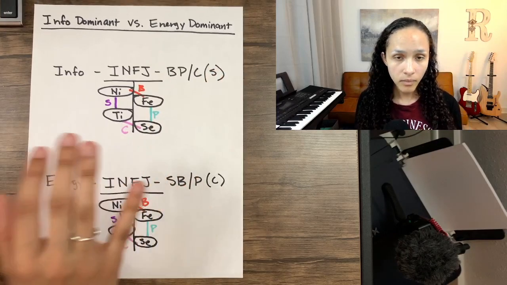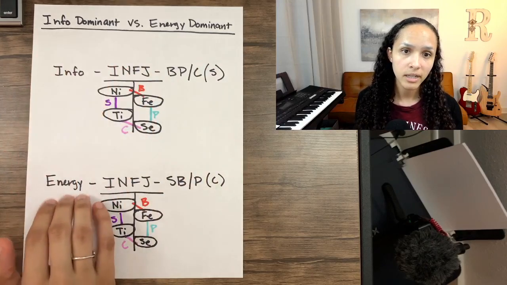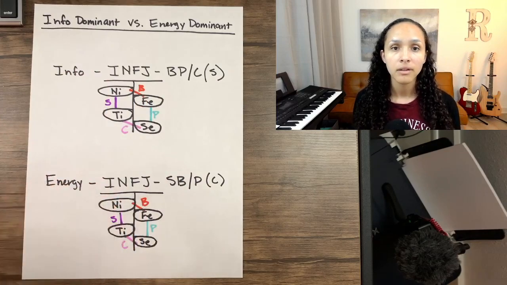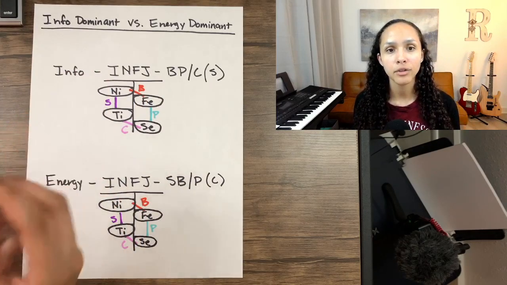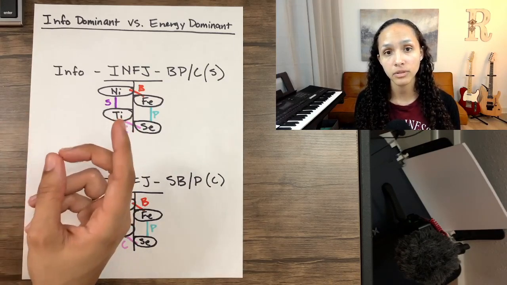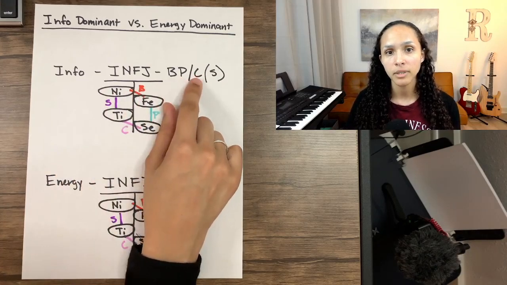So that was a lot of explaining. I did do this chart because I want to get into the info and the energy comparison. So defining what info dominant means, that means that they have the two information coins or two information animals in their first three. That would make them an info dominant person.